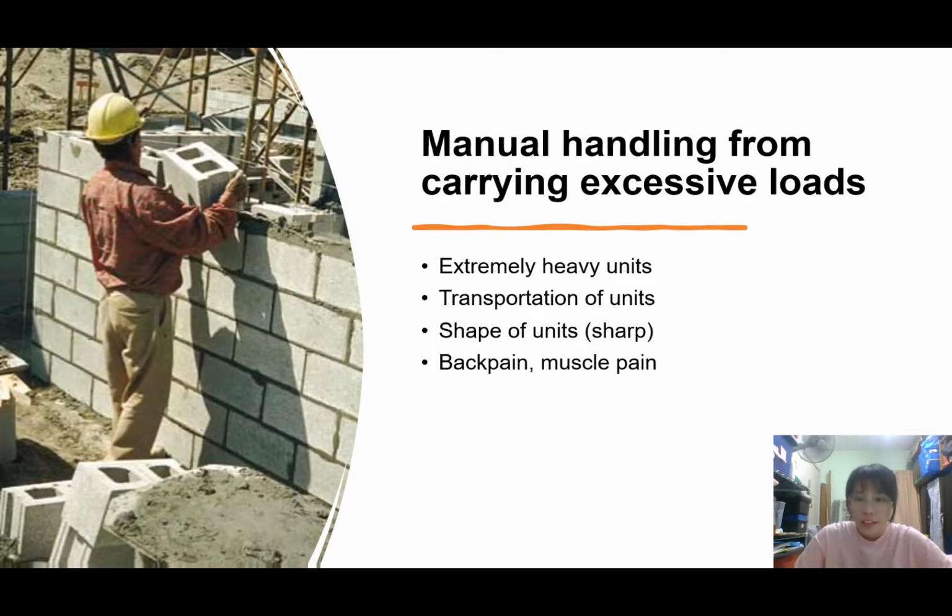So one of the hazards that we found is manual handling from carrying excessive loads. The main components in building a masonry wall are bricks and also mortar. One brick is not heavy, but they have to keep carrying the bricks up and down, up and down. This will cause back pain and muscle pain to the workers. And next is the transportation of the units, where they have to move the bricks from one place to another so they can carry out their work. This will also cause strain on the body.